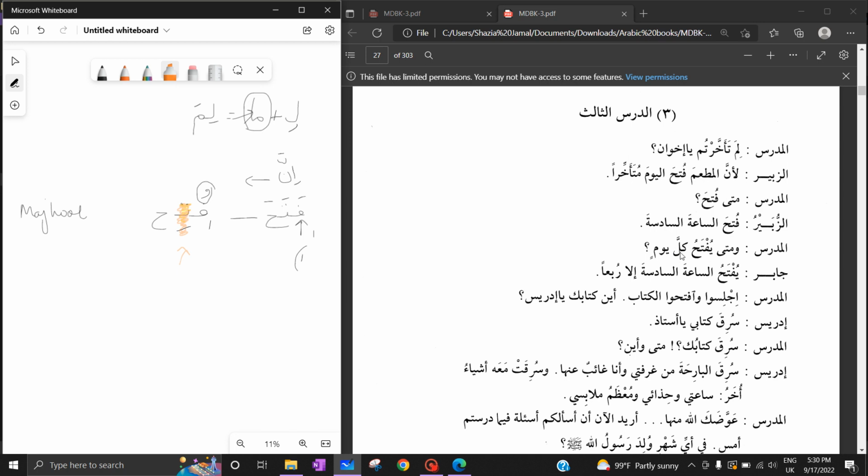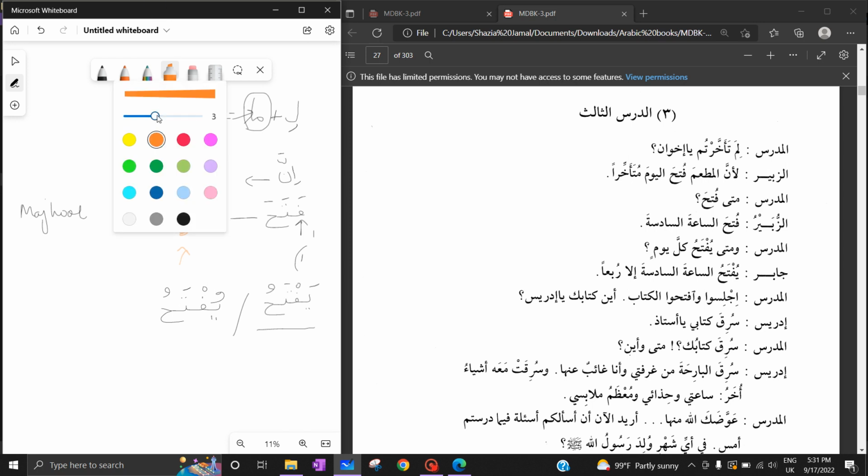Wa mata yuftahu. Yuftahu is now present tense. This present tense is in majhul case. Normal active voice, or fail lil ma'lum, is yaftahu. This is active voice. What is majhul or passive voice is yuftahu. What is the difference here?